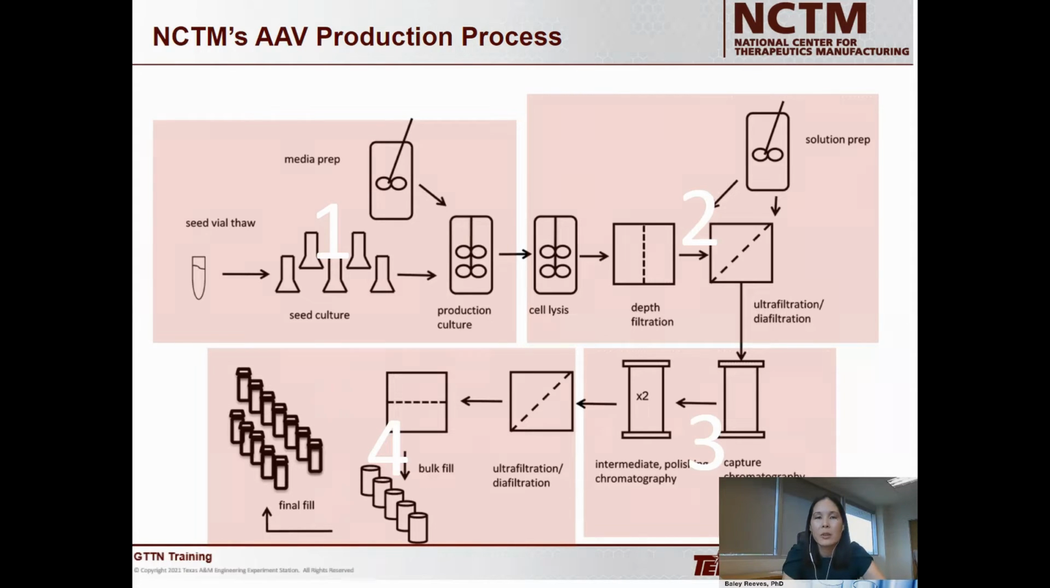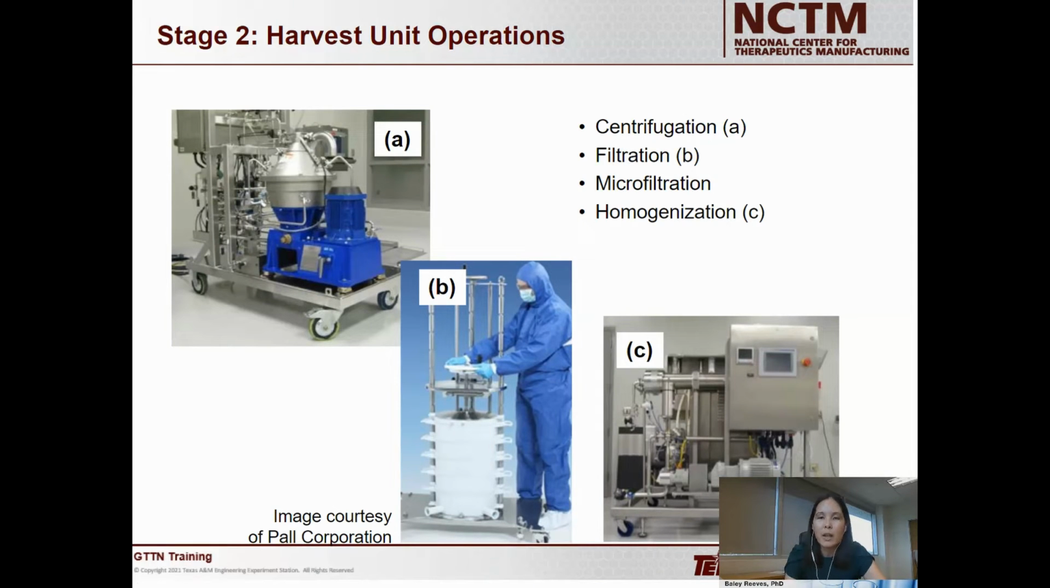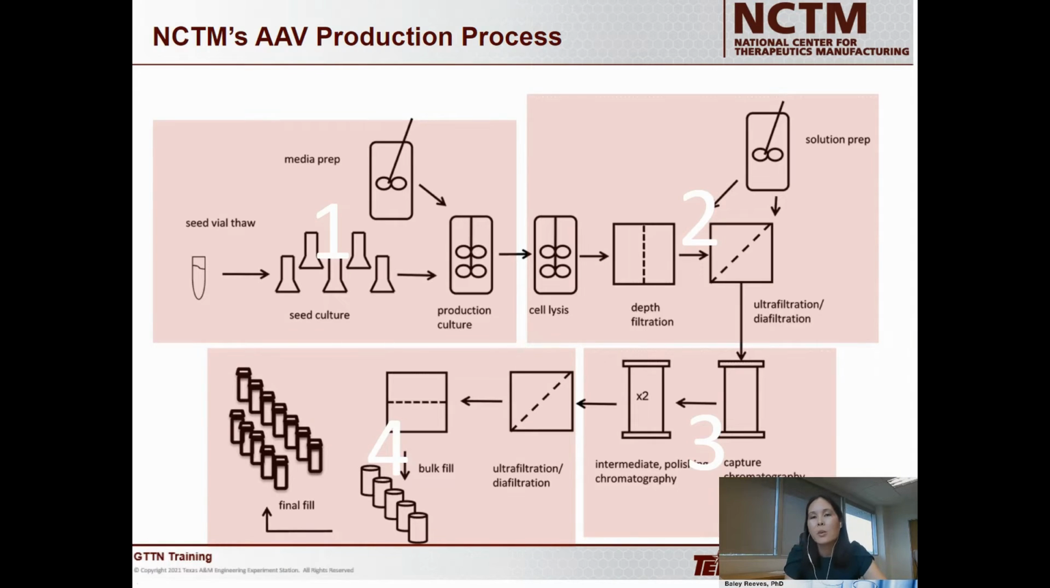So going into our downstream processes, harvest operations are going to be next. A lot of times we'll be lysing those cells within the bioreactor. Depending on the serotype of AAV that you're using, sometimes the viral vectors will be secreted into the media. Sometimes they are going to be produced and stay within the cells. So for AAV2, most of that expression happens intracellularly. So we have a cell lysis step that we use, and we lyse directly in the bioreactor.